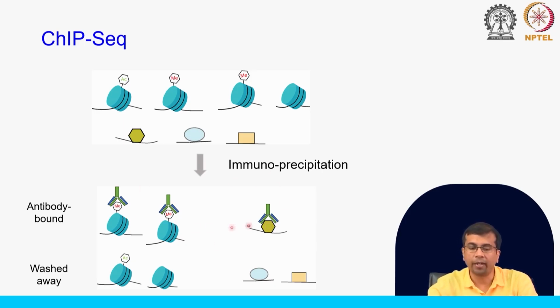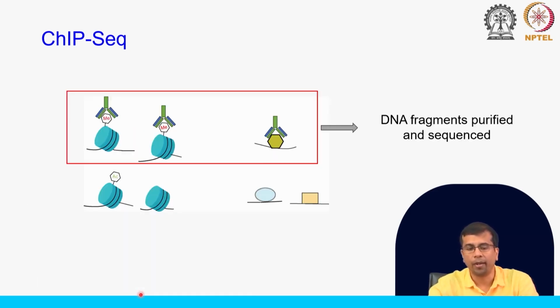Now, once we have identified this antibody, we treat the fragments with the antibody. So, we have this affinity binding. We have antibody bound fragments which we can now separate out, and the rest of the things are washed away. These are not bound by antibody, so they would be simply washed away, and then we take these fragments that are bound by antibody, purify them, and then sequence them. Okay. So, I think the first part is clear. We now understand the immunoprecipitation part, the chromatin immunoprecipitation.